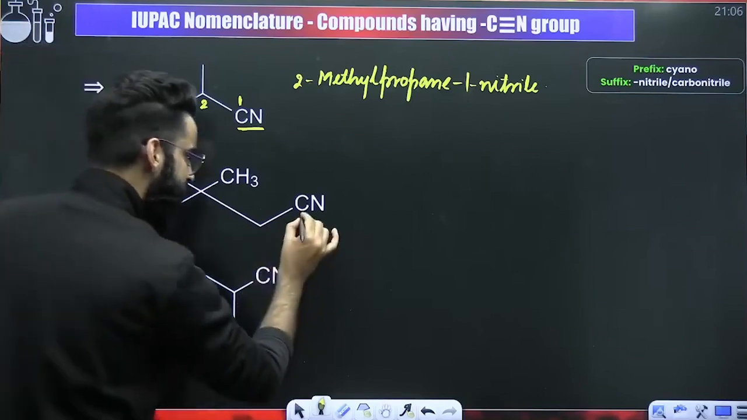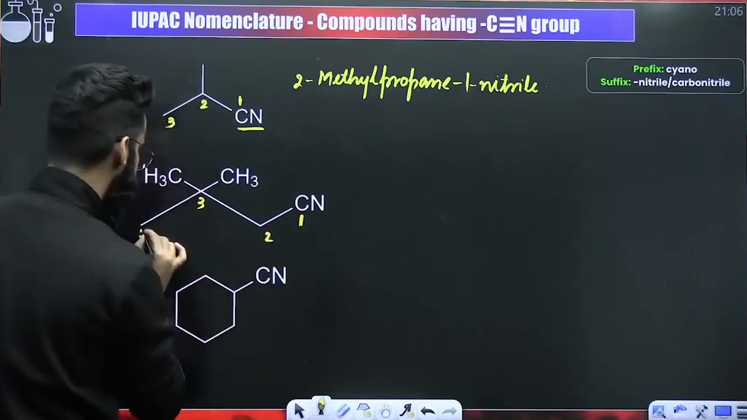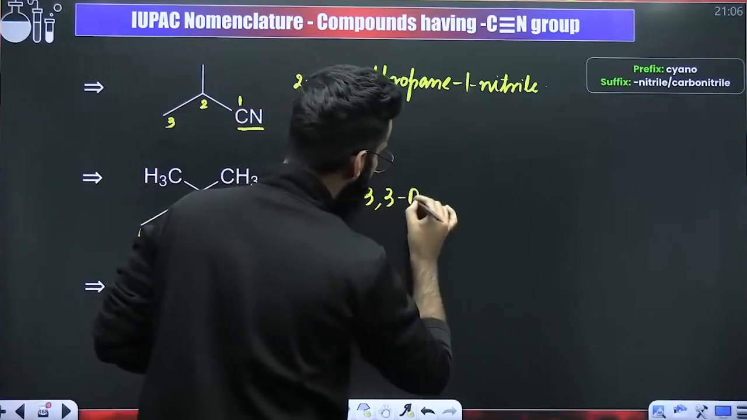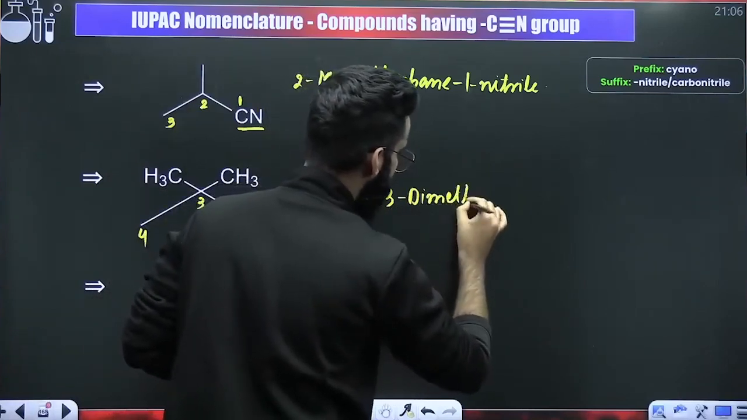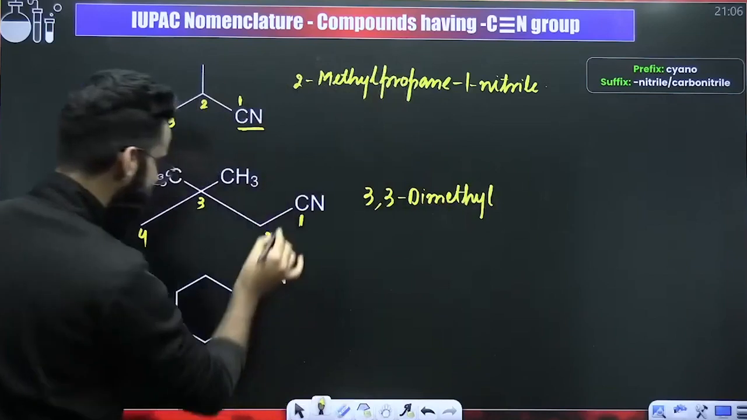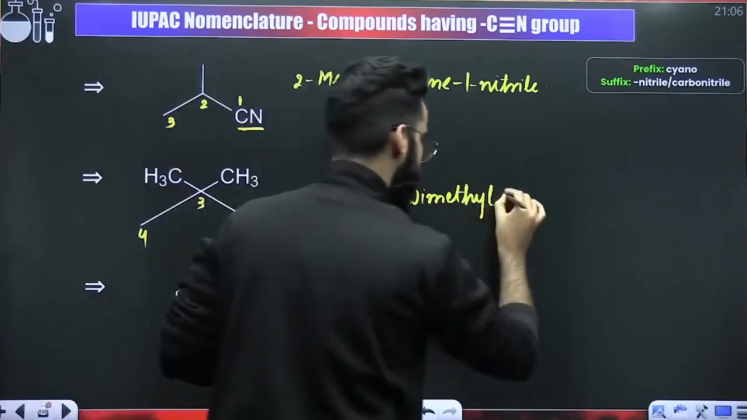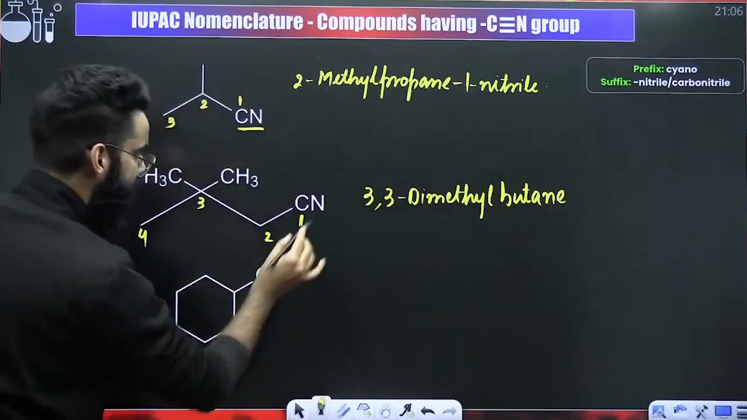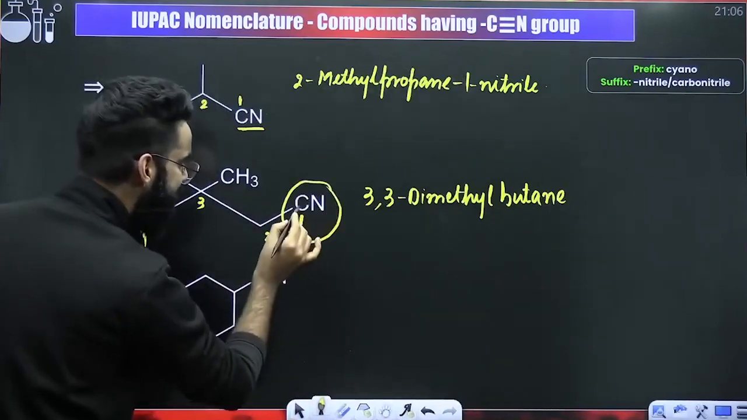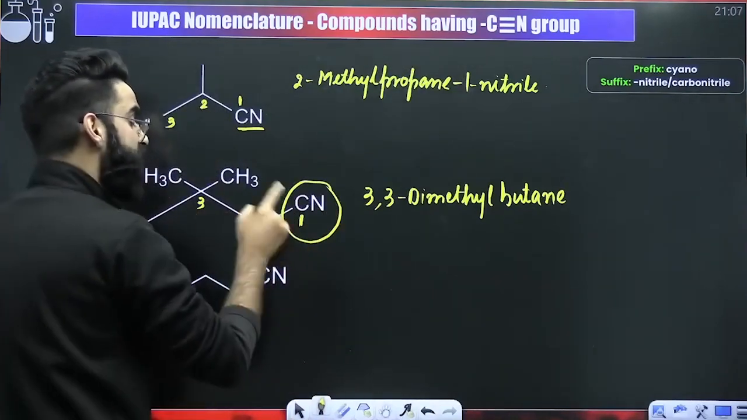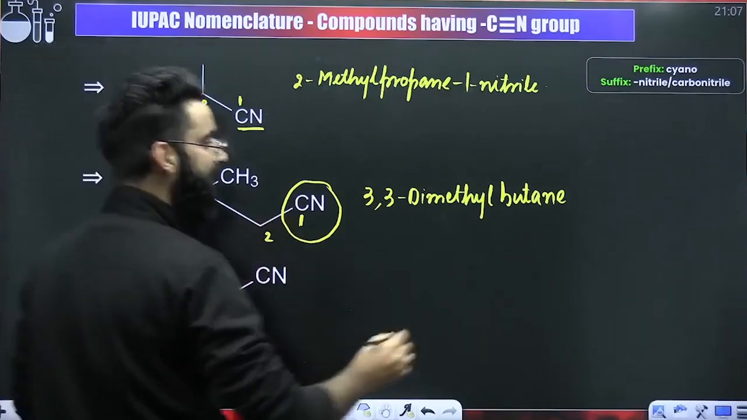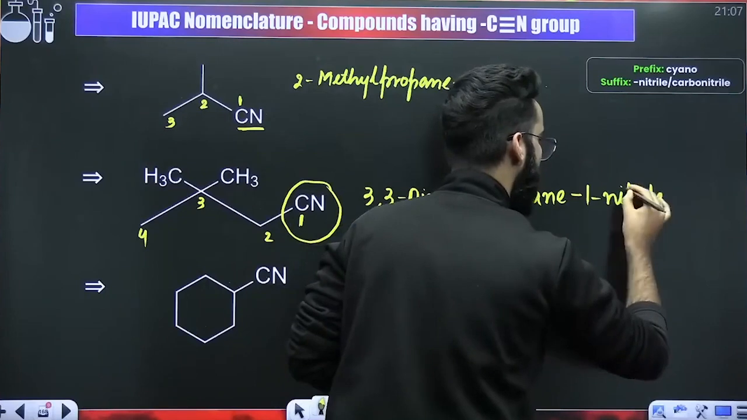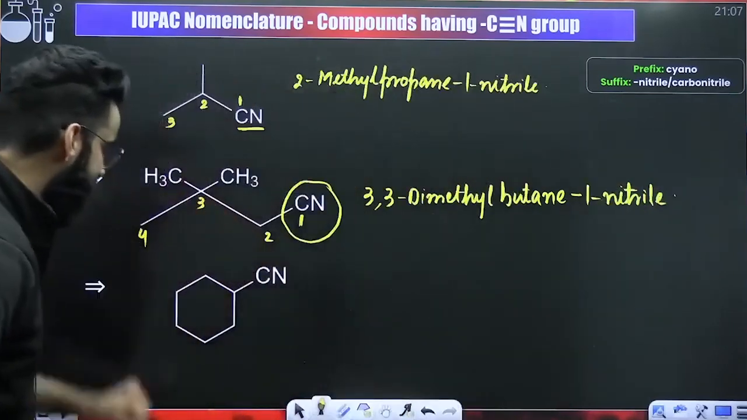Look at this one. Start the numbering from here. 1, 2, this is 3, this is 4. So it's going to be 3,3-dimethyl. In the main chain, 4 carbon atoms, so it is but. Everywhere there is a single bond, so it's ane. Now, this is the functional group, and the carbon of this cyanide is the part of main chain. So the suffix used is nitrile. Butane-1-nitrile.